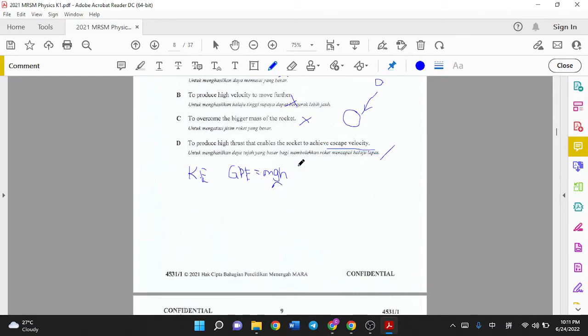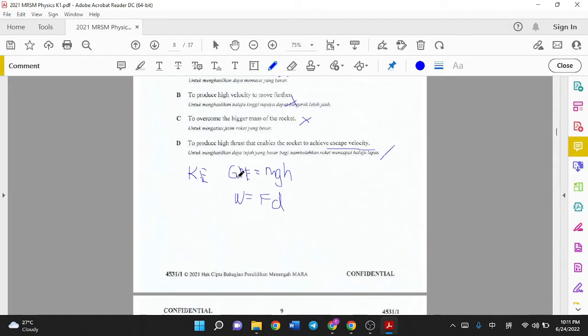So how can we find the gravitational potential energy? We know that gravitational potential energy is actually the work done. The formula of work done is equal to Fd, where this is your force and this is your distance.